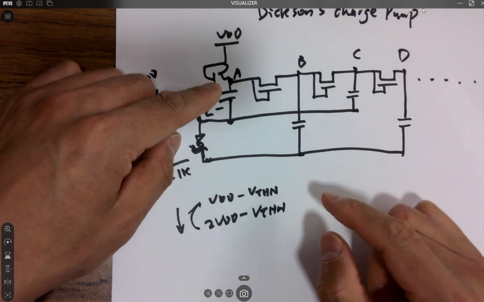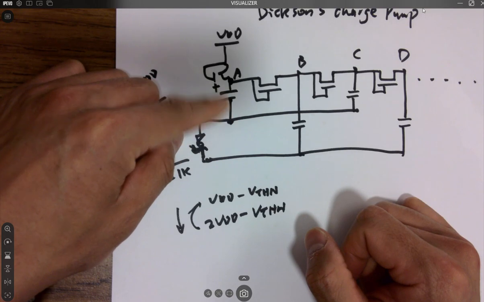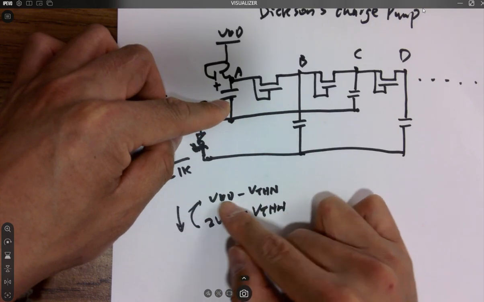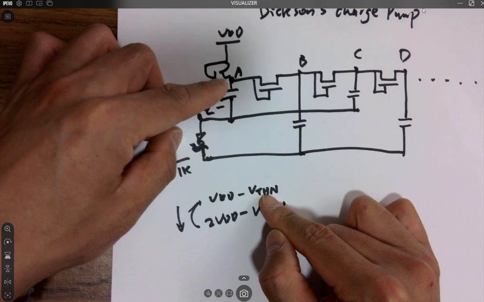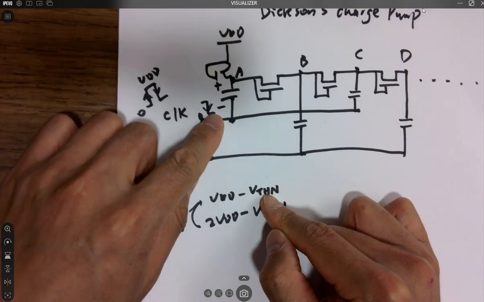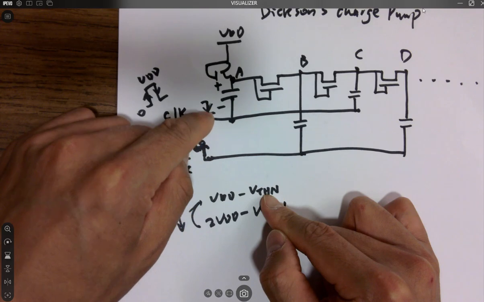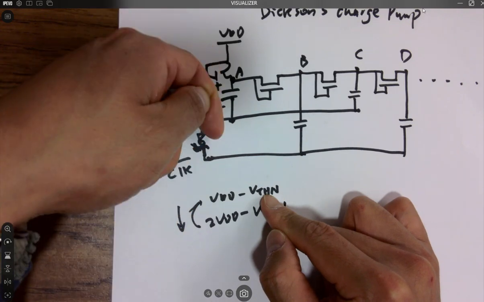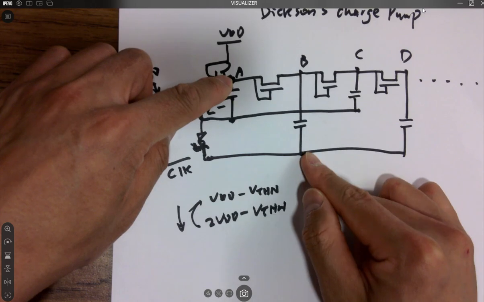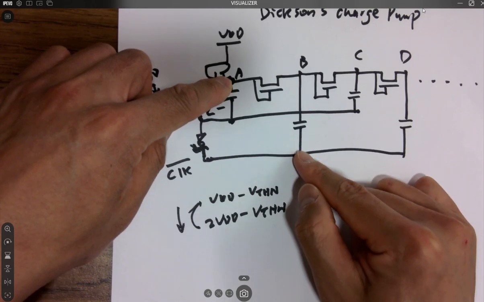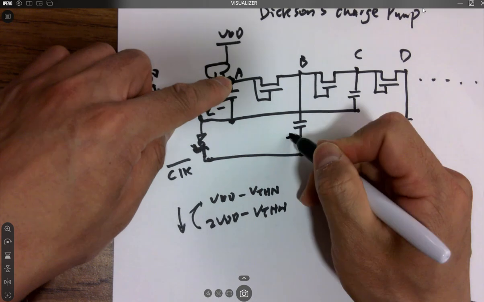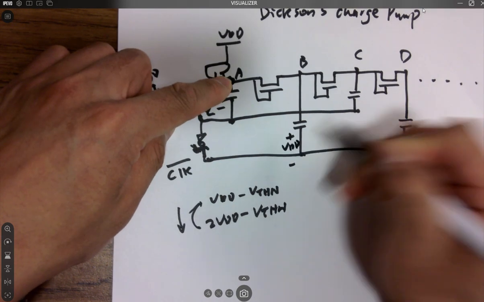Let's just give an example, okay? So if this is pulling, this one becomes VDD minus VTHN, right? If this is pulling down, if this is a falling edge, it's pulling down. All right. So this A is this, right? And this is pushing. So it's adding a VDD to it. So it'd be 2 VDD minus VTHN.